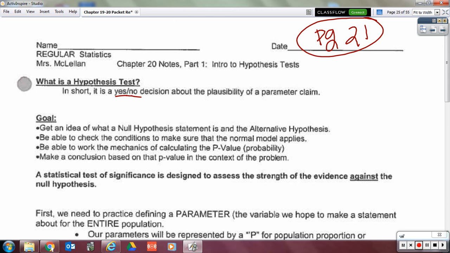Just last period I had a problem where a neighborhood was complaining because the cars were going too quickly through their neighborhood. The speed limit was 30 miles per hour, but they thought that it was higher than that. So they took a sample to see if they could say, no, the average is not 30, it's actually higher.